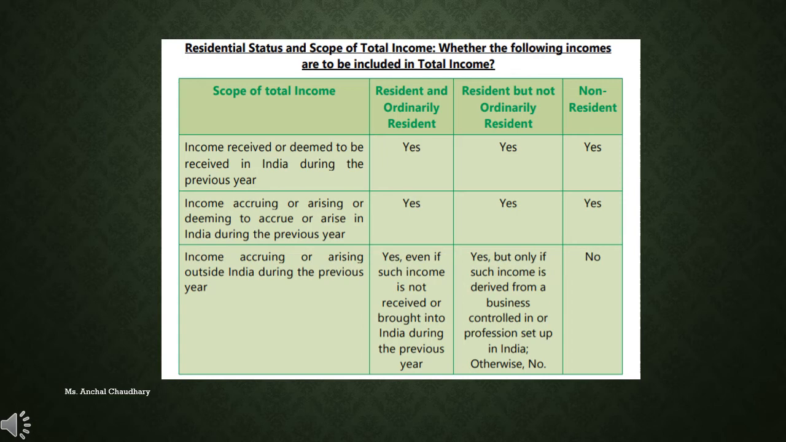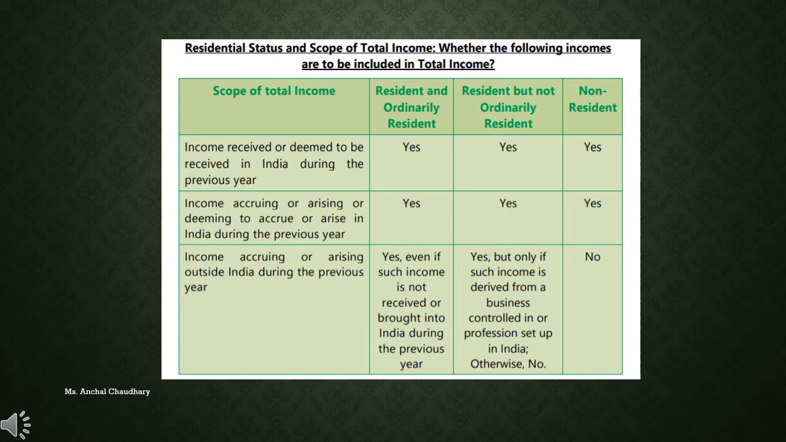Residential status and scope of total income. Now we will have a look whether these incomes will be taxable under different residential statuses or not. First is income received or deemed to be received in India during the previous year. Whenever that particular income is received, or it will be received in future, but in India only, you are receiving that income in India, then in that case a resident and ordinary resident has to pay tax on that particular income.